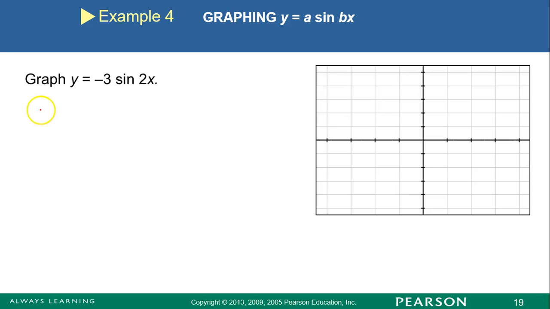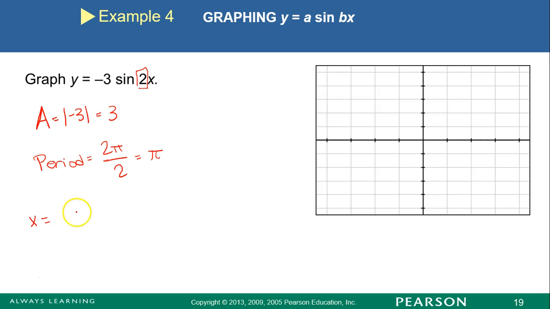Okay, so let's do this one real quick. We have amplitude, absolute value of 3, so it's 3. So the highest and lowest values are 3 and -3. And then our period of our function is going to be 2 pi over our value of b, which is 2. So we get pi.